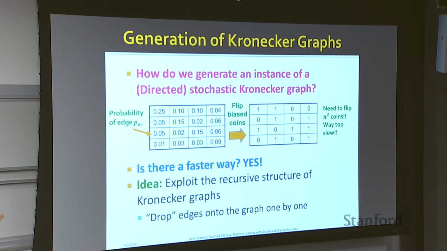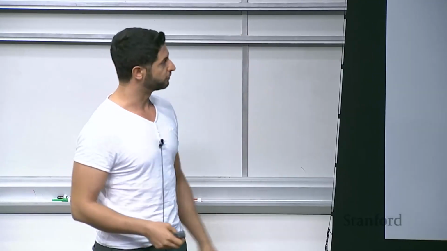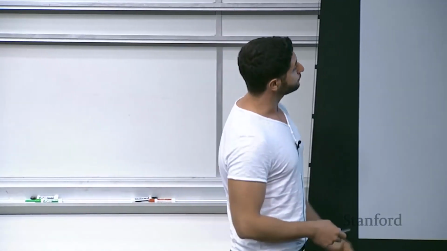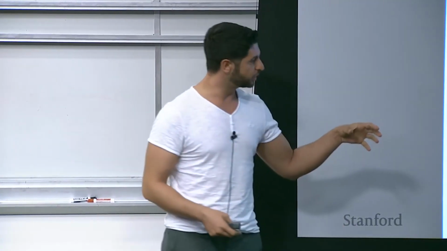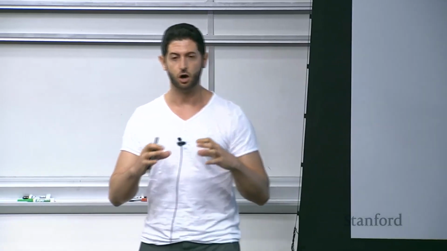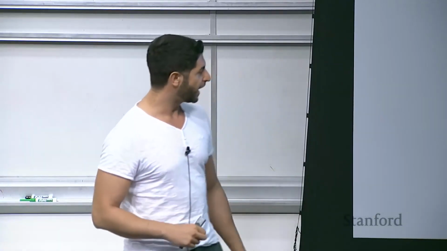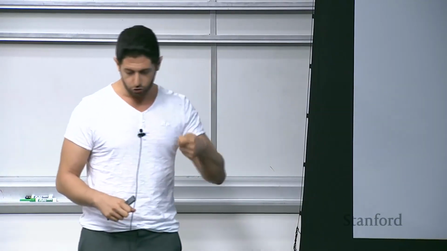I'm going to give an example at the end. We have like 50,000 nodes and 500,000 edges. So it's not required to flip a coin for each single entry of that matrix. So what are we going to do here? We're going to exploit the recursive structure of the Kronecker graph. Basically, the idea is we're going to drop edges onto the graph one by one.